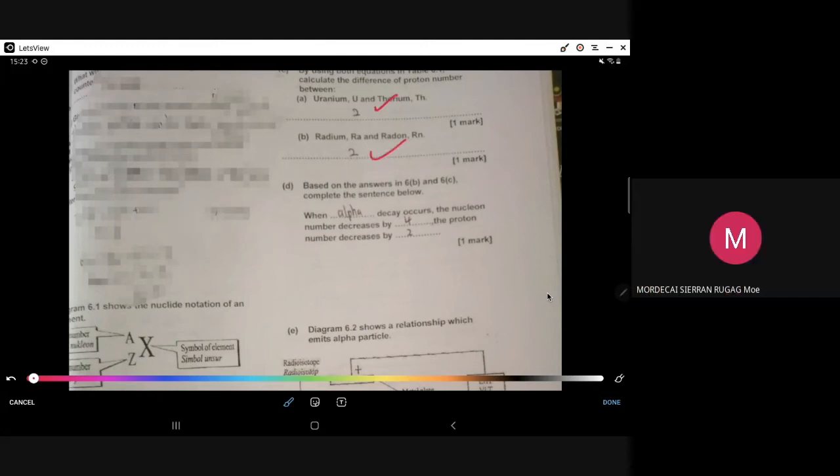Okay. So the conclusion, when alpha decay occurs, the nucleon number decreases by 4 and the proton number decreases by 2. Okay.